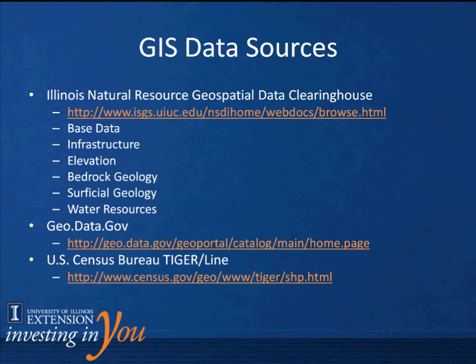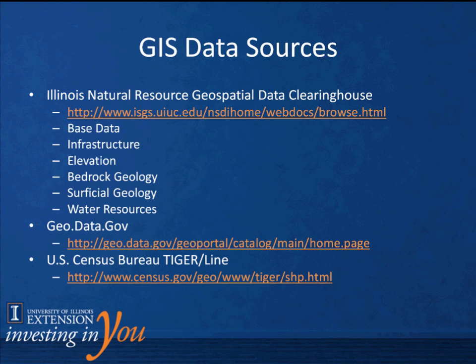And then something that's similar on a national level is geo.data.gov, and that's the national clearinghouse for geospatial data. You can search by topic, so if you're interested in using GIS for a particular topic, or you know the data type that you're looking for, you can just do a search on their system. It's a cataloging website that points you in the direction of all kinds of different data sets.